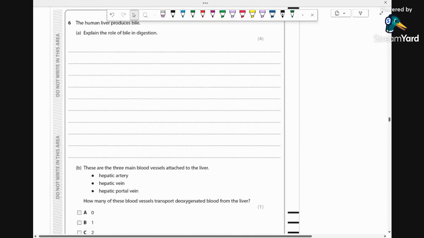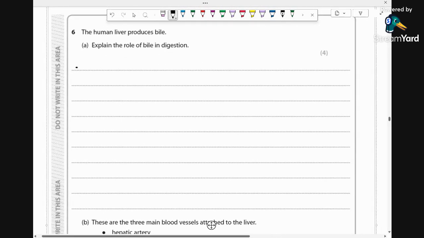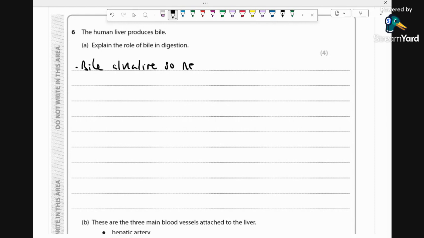Moving on. Right, question 6. Doing okay for time. The human liver produces bile. Explain the role of bile in digestion. Right, so for 4 marks, just give as much detail as you can here. So bile is alkaline, so it neutralizes stomach acid.